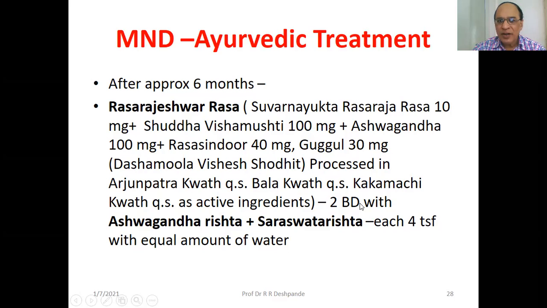Take 2 tablets 2 times a day with Ashwagandharishta, good as a tonic for the muscles and the Vata dosha, and Saraswatarishta, that is for the brain.